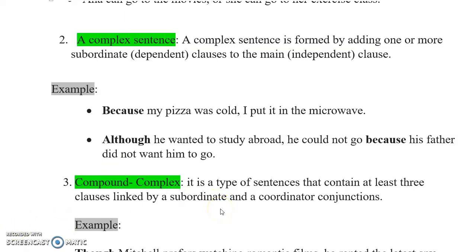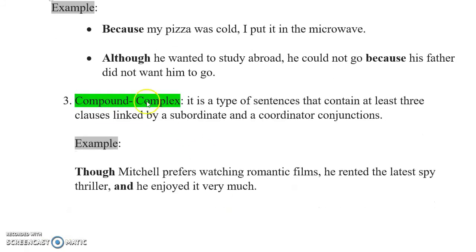The other type of sentence that we have is called the compound-complex sentence. Simply, based on the name, in this type of sentence we will have a coordinating conjunction and a subordinating conjunction. So we will have two of these words, and at least three clauses, dependent and independent, all joined with each other by a coordinating conjunction and a subordinate.